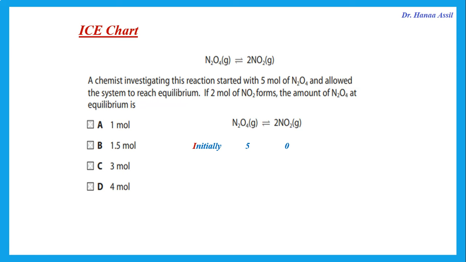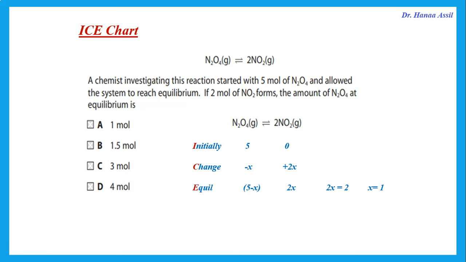So at the beginning, I'm starting with 5 moles of N2O4. I don't have any NO2. Now, the system is allowed to reach equilibrium. If 2 mole of NO2 forms, the amount of N2O4 would be what? Remember that if we have this kind of equation, what happens is X moles of N2O4 will dissociate to form 2X of NO2 from the coefficients.